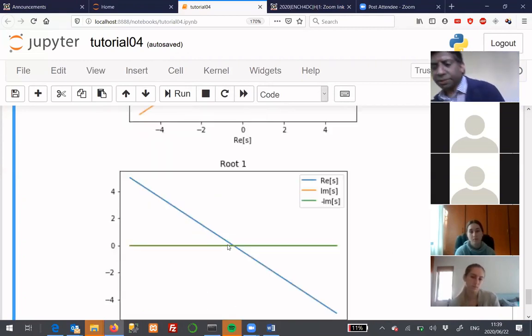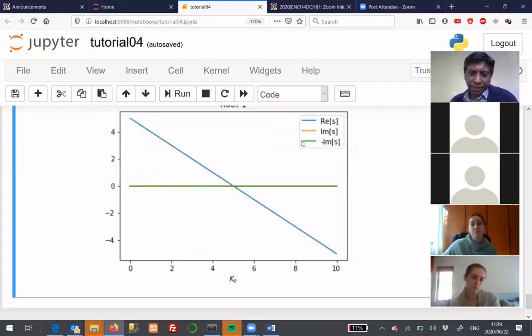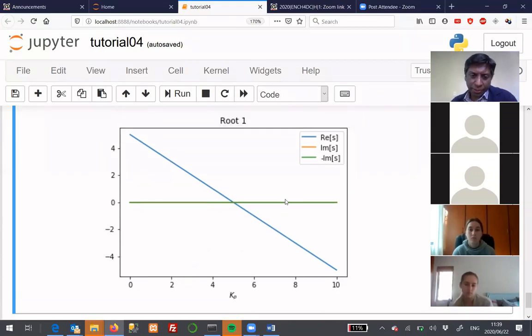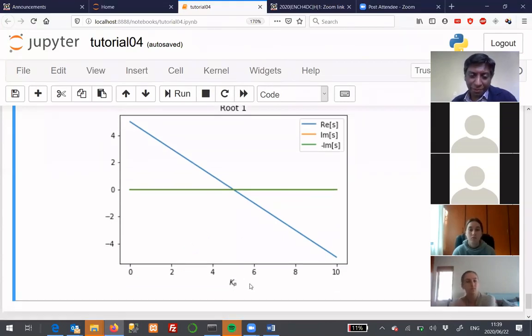And you can also see these other plots down here. In these other plots, I'm showing the real part and the imaginary parts of the solution, and we are showing the complex conjugates of those. So we are plotting here as a function of Kp. As Kp varies, you can see here the real part. So for Kp of 5, we start to go to negative parts. So that's how you can use this.